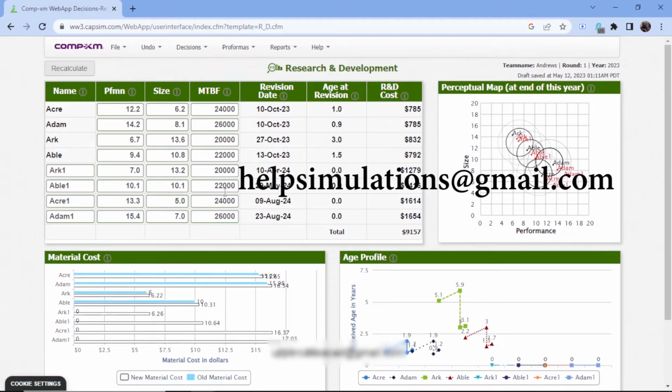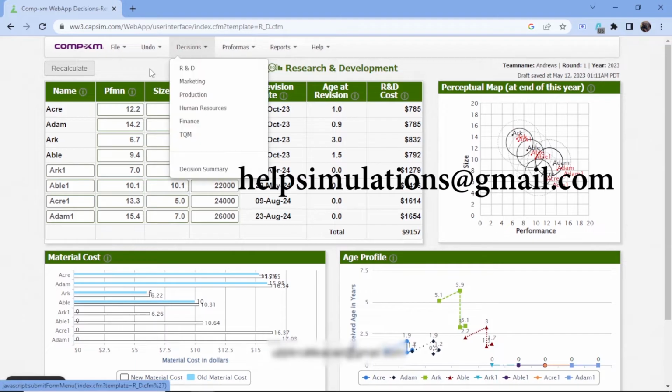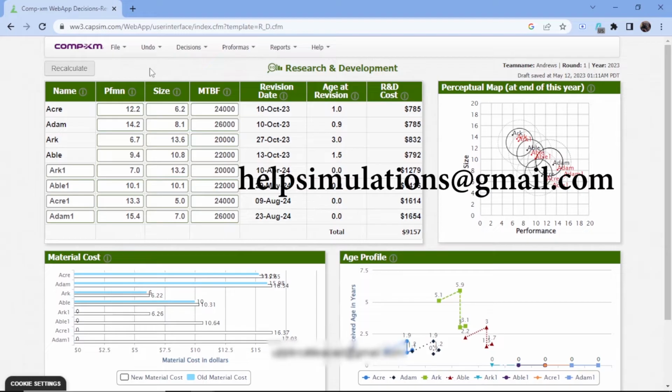So all these other products are coming out in October. Then the new products in the thrift are coming out in April, May. This is in round 3, so I'll start selling this product in round 3. So that's my decisions in terms of research and development.